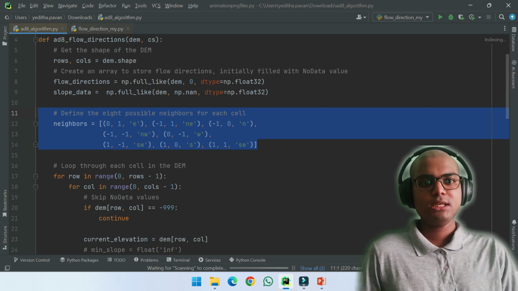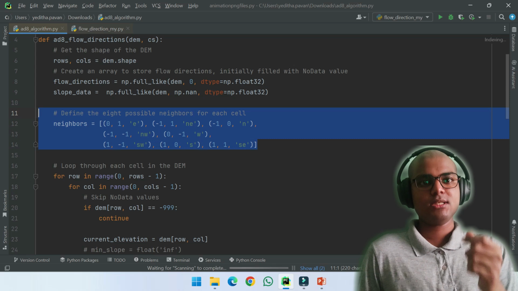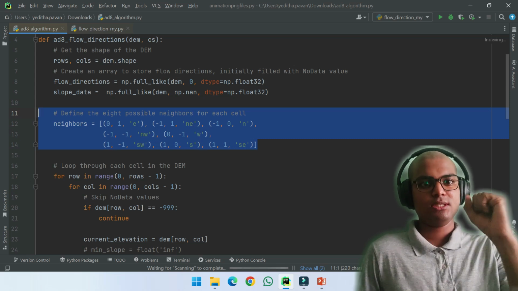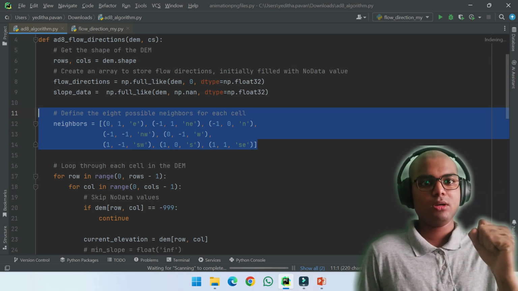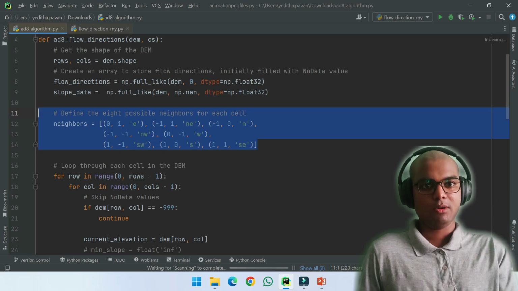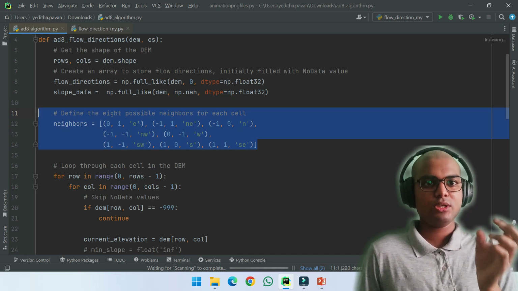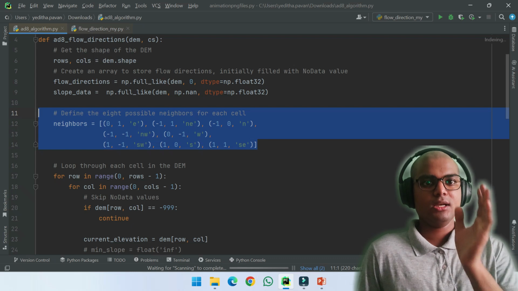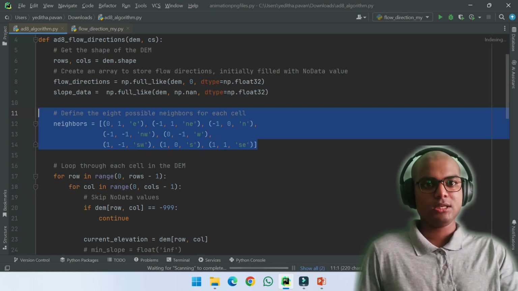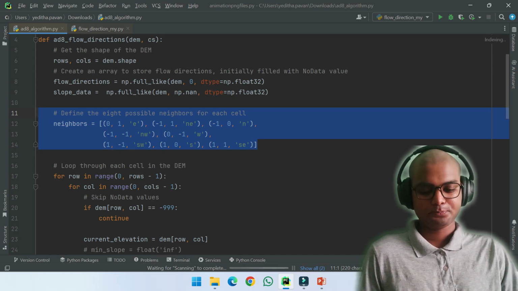So if you see here, (0, 1) represents east, because 0 represents the row number, whereas 1 represents the column number. If we say (0, 0) is our cell of importance, the next cell to the east will be (0, 1). So that is the reason why you see (0, 1) here and east as the naming.